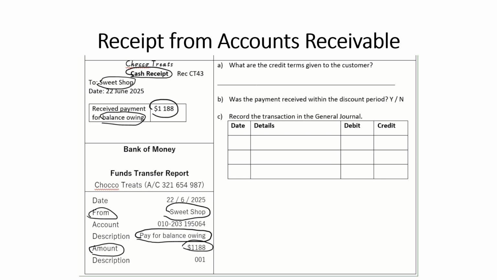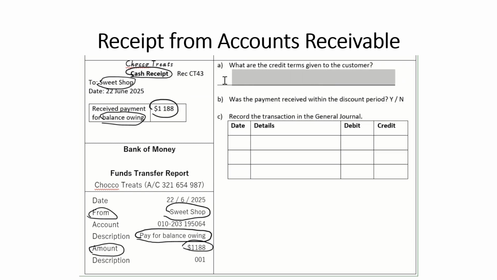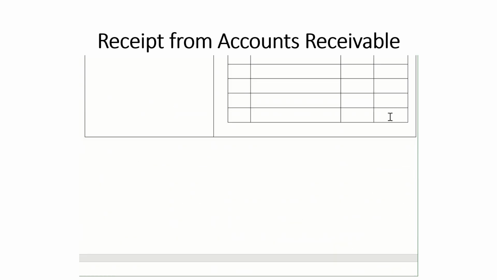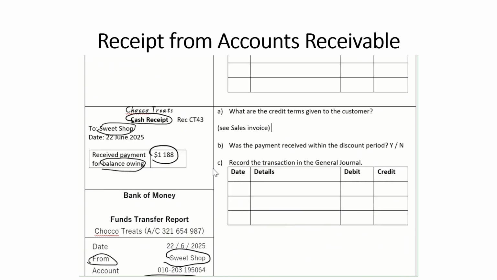Okay, so let's have a quick look at the credit terms that the business has given to the customer, Sweet Shop. To find the credit terms, we look at the sales invoice, which is what we have looked at earlier, and we can see in the sales invoice, here we go, the terms were 10/7 and /30.